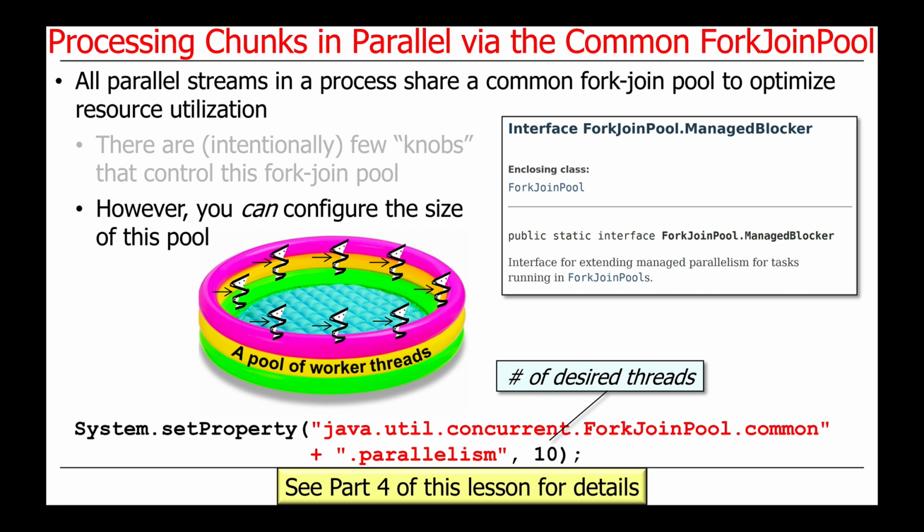You can configure the size of the common fork join pool in one of two ways, right? You can either use the System.setProperty method to control the common fork join pool size by giving it the number of threads, which we've talked about before, or you can use the managed blocker stuff, which is shown up here. So those are the two ways to do it. And we'll talk about that again briefly.